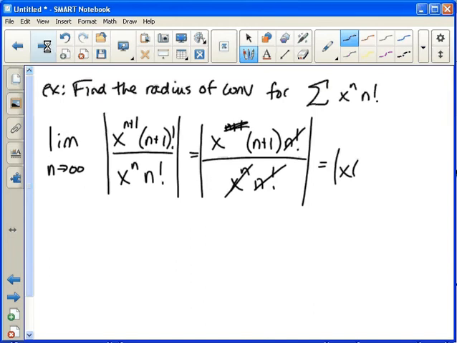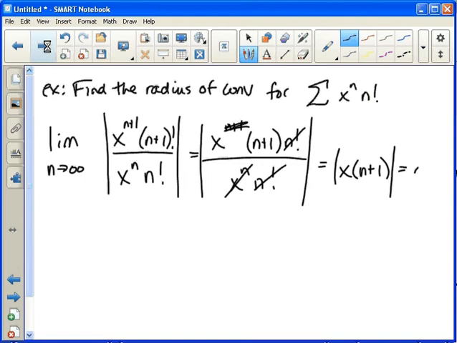Okay, now we're doing the limit as n approaches infinity. So for the sake of the limit, you treat x basically just like a coefficient, because x isn't what we're sending out to infinity. N is. So n is what's going to infinity. Well, since we just have n plus 1, as n approaches infinity, this is going to approach infinity.